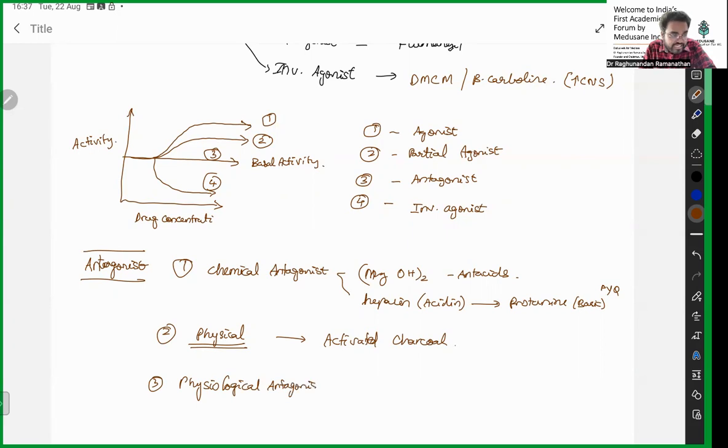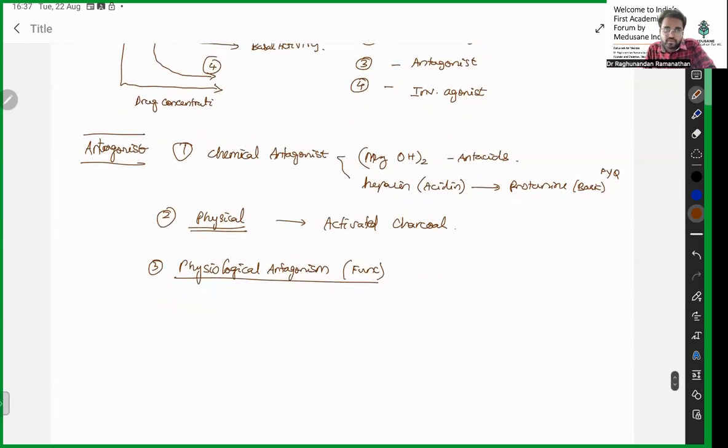What is physiological antagonism? It is otherwise called functional antagonism. I'll tell you. They will ask short notes on these, they will give a short note on antagonists, so you have to write down all these things. So, physiological antagonism, number 1, write it down.